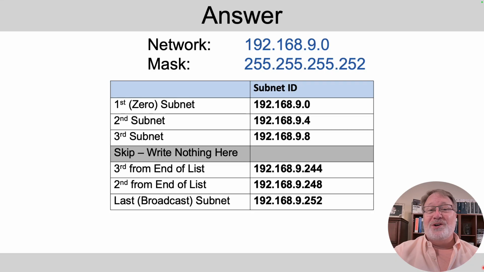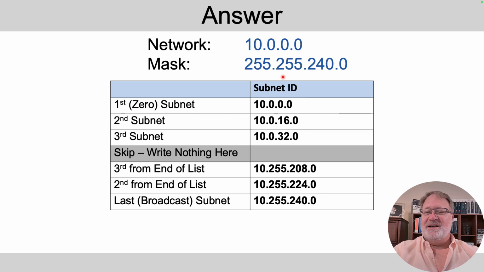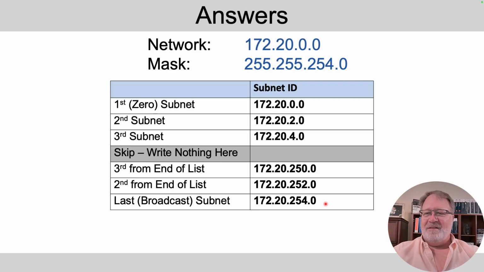Let me start by showing you the answers because you may not care to look at how I got the answers if you know you got it right. So in the Class C network 192.168.90 with this mask, here are the numeric first 3 and last 3 subnet IDs. Then same thing, Class A network 10 with this mask 255.255.240.0, numerically first 3, numerically last 3. And then finally one more, that Class B network 172.20 with the mask with the 254 in the 3rd octet, first 3 and last 3.